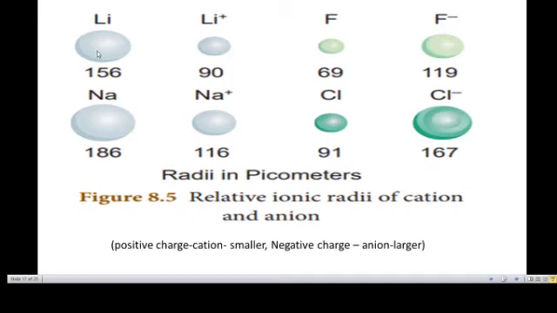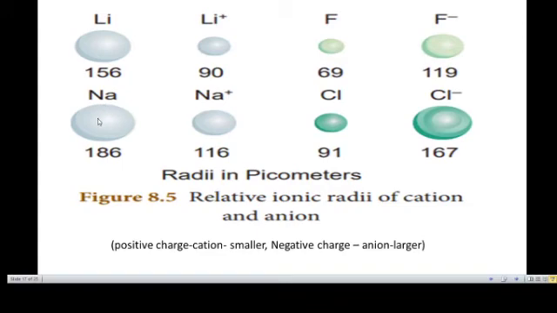See the example of atom and ion, lithium. This is the lithium atom, and this is the lithium ion, with a positive charge. This is a cation, smaller when compared with the lithium atom. This is fluorine, with a negative charge. This is called an anion, larger in size when compared with the fluorine atom.